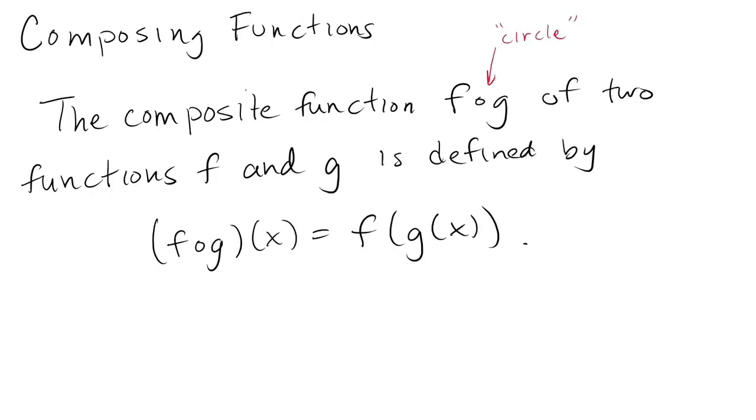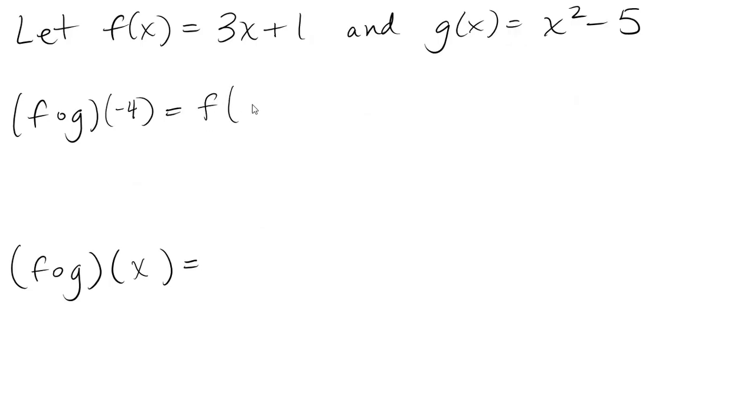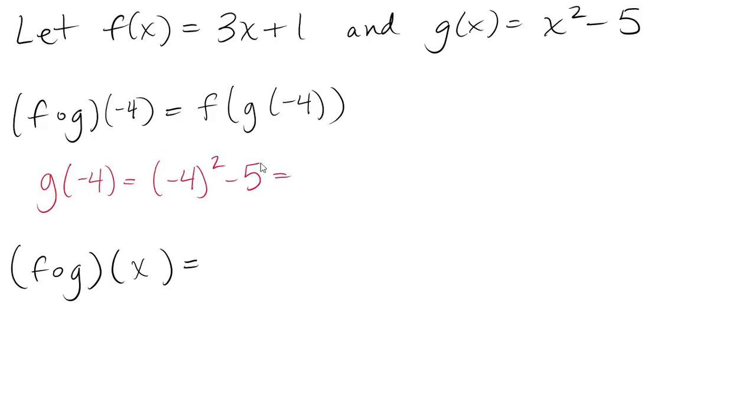What does that mean? That means f of g of negative 4. We're first going to plug negative 4 into the function g, then we're going to take that result and plug it into f. Well, that means we have to start by finding g of negative 4. And g of negative 4 is the output of the function g when the input is negative 4. So I'm going to replace the x variable with negative 4, and I'm going to evaluate that expression. Negative 4 squared is 16, 16 minus 5 is 11. So g of negative 4 is 11.